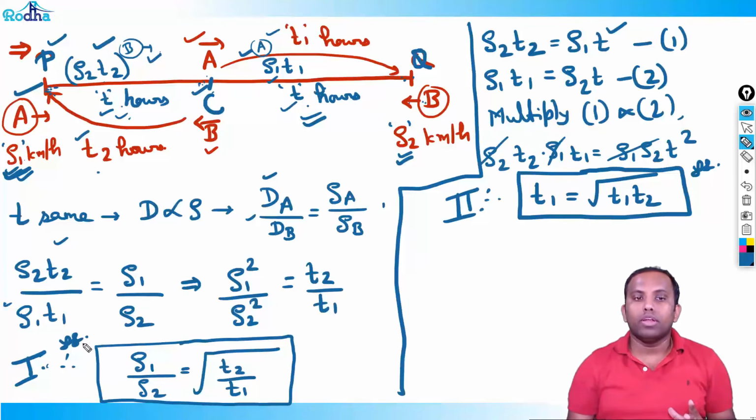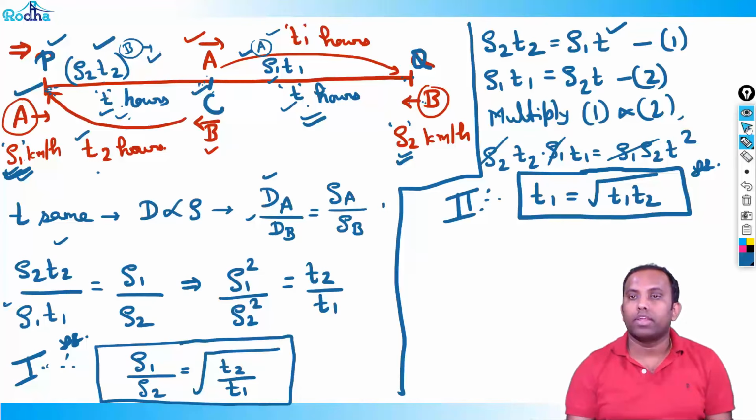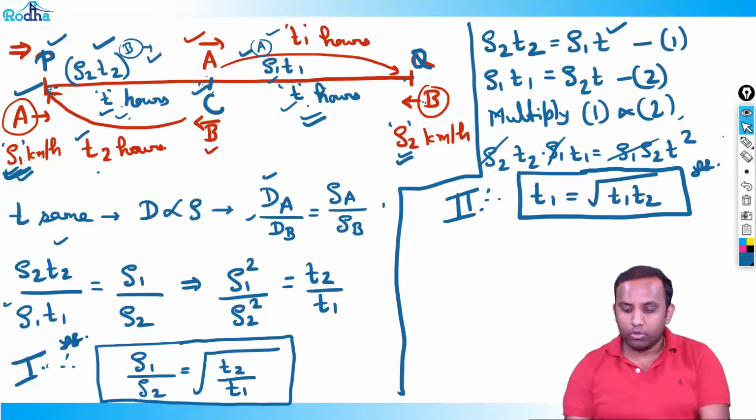And in the same way, the first one is what? Their speed ratio is the inverse of the square root of their time ratio. Okay, so two very important derivations. Now we'll use these in the following two questions. Now see here, the following two questions we'll see.